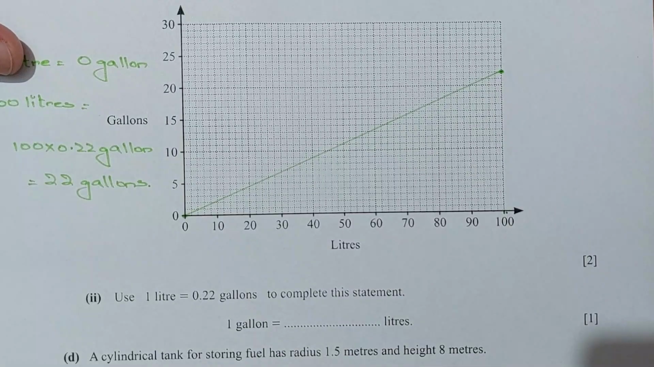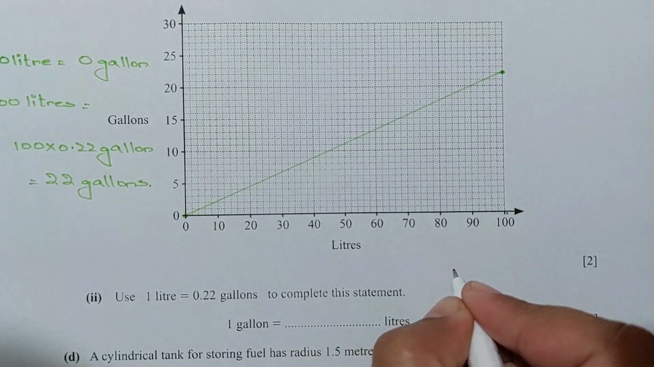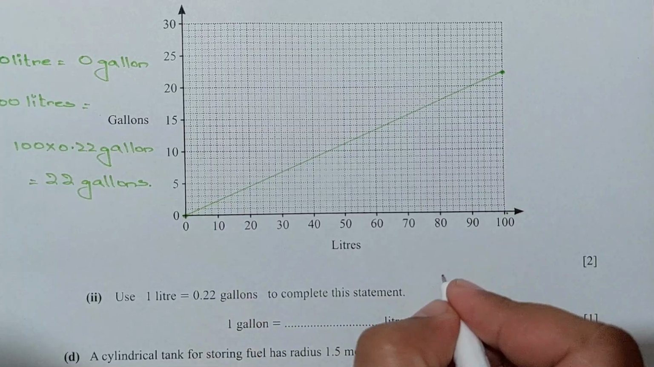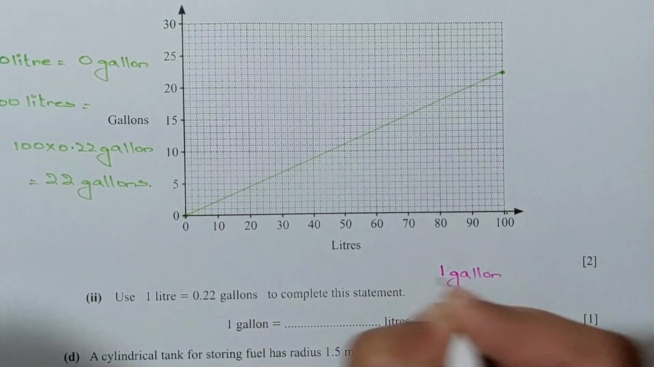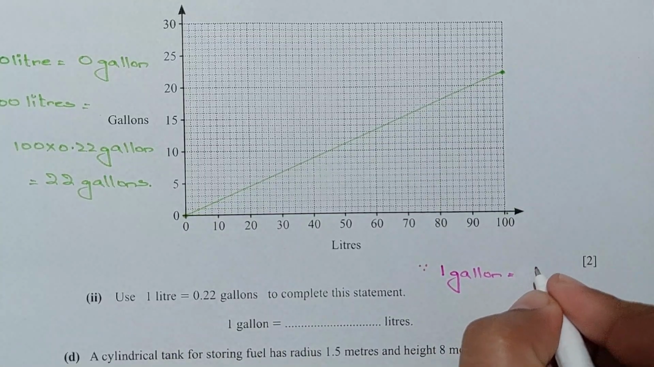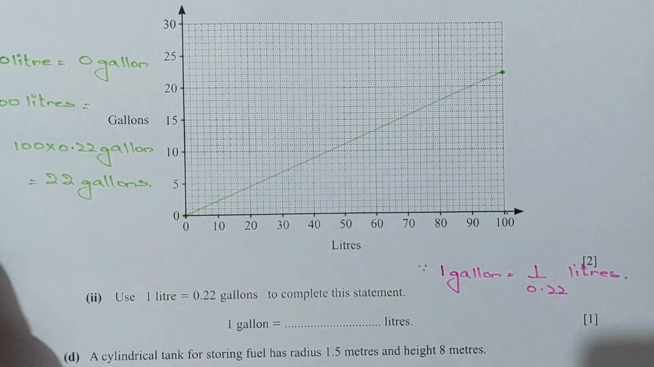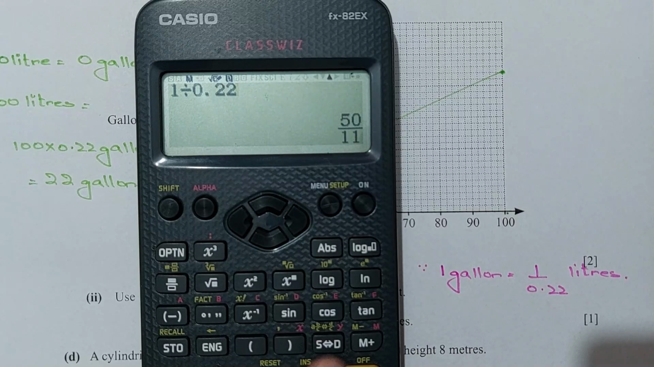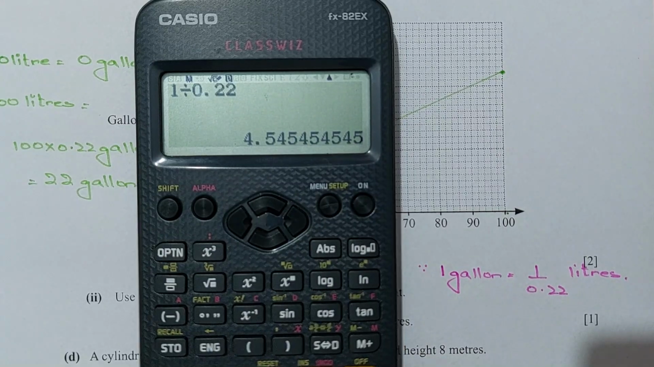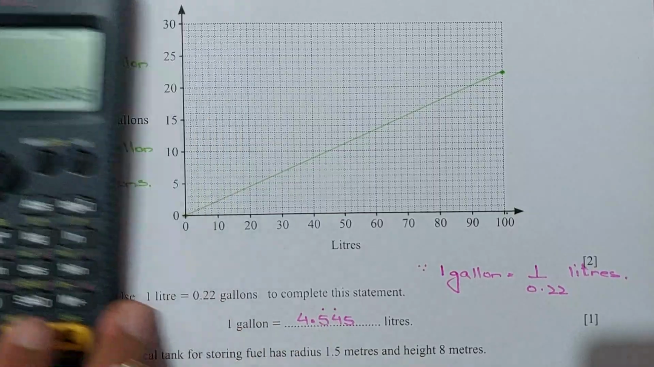All right. Now for the second part, use 1 liter equals 0.22 gallon to complete this statement. 1 gallon equals how many liters? Okay, so 1 liter is this much gallon. So 1 gallon, we have 1 over here. So divide both sides by 0.22. So 1 over 0.22 liters. Let me simplify. 1 over 0.22, which is 4.545. The 4 and 5 are recurring, yes.